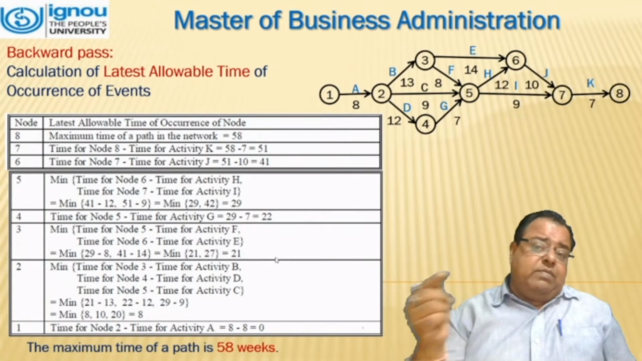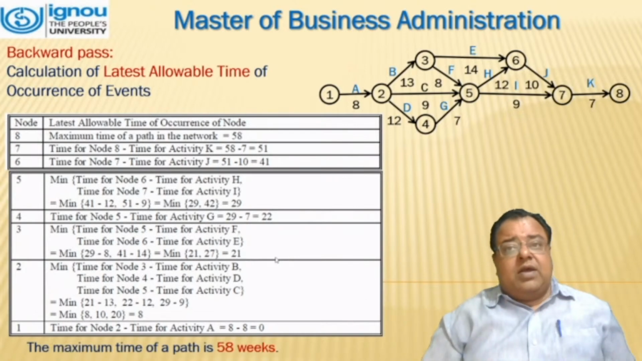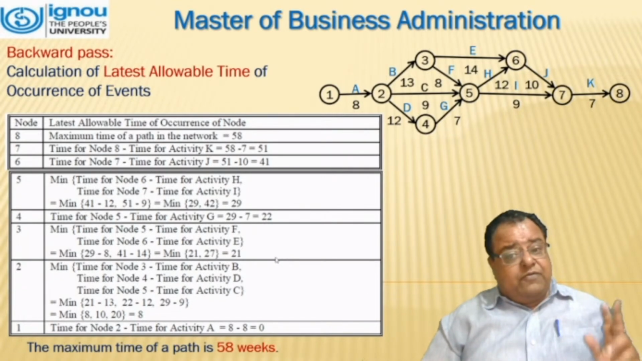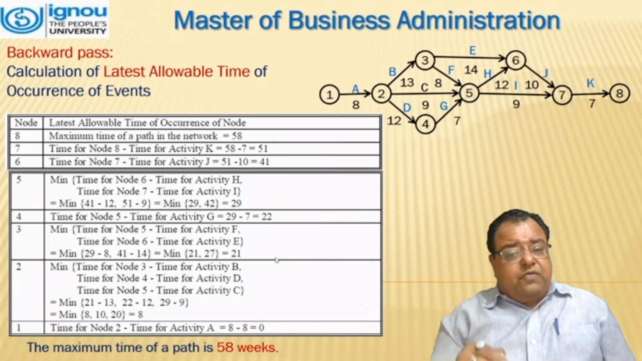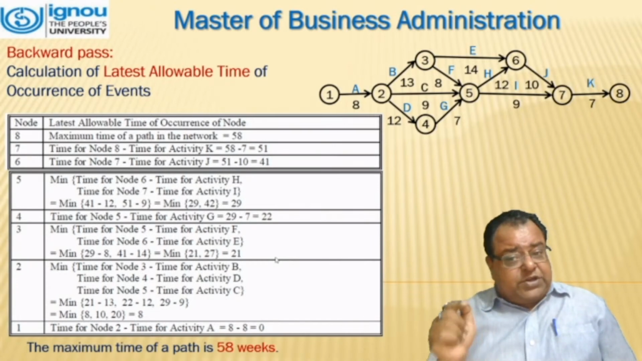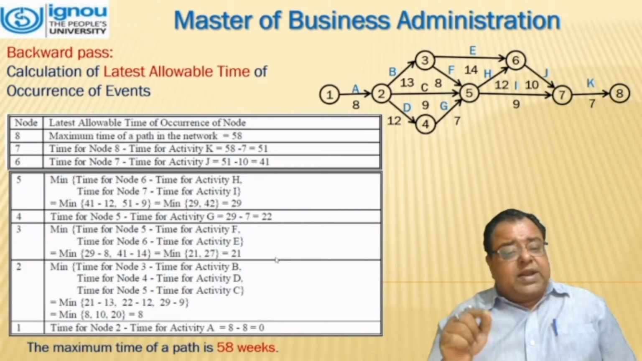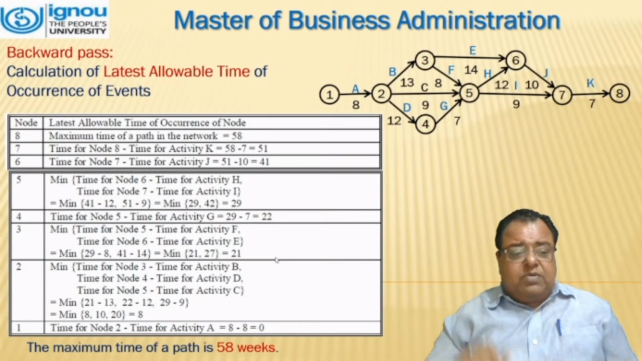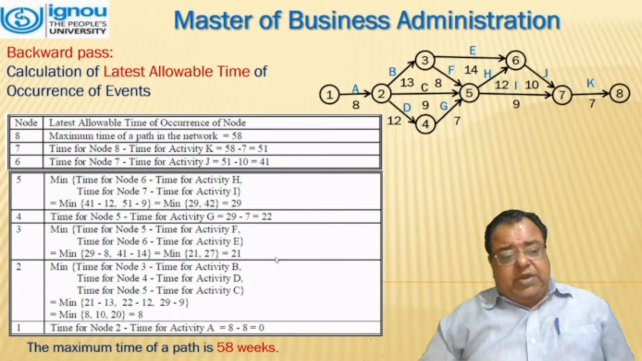Here, when we are moving backwards, we have to calculate the minimum one. The minimum is 29. That means here, it comes out to be 29. For node 4, it will be node 5 minus the activity of G, which is 29 minus 7, which is 22. Now, for node 3.